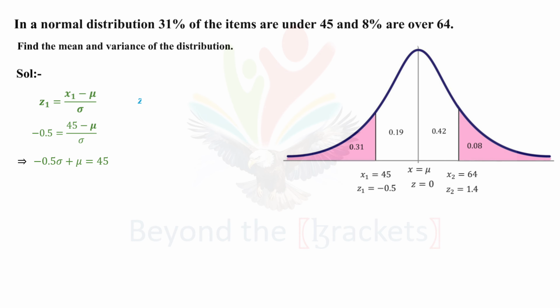Corresponding to x2, we have z2 is equal to (x2 minus mu) by sigma. Substitute all the values to get 1.4 sigma plus mu is equal to 64. Solve both the equations to get the value of mu as 50 and sigma as 10. In this question, variance is asked, which will be sigma square. So variance will be 100.